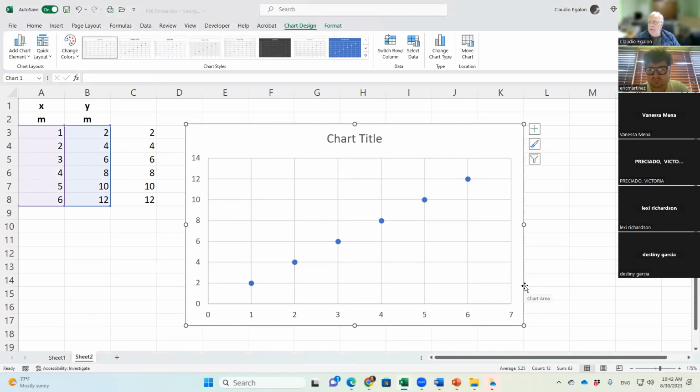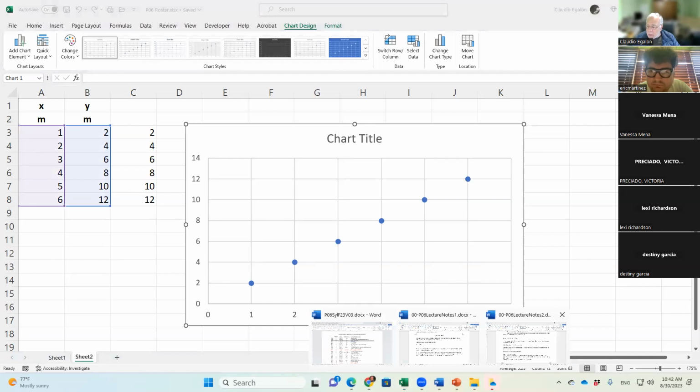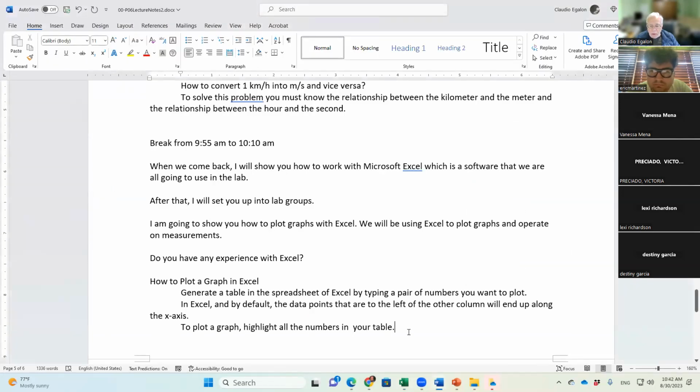For some of you, this is the first graph you're plotting. Here are the x values, 1 through 6: 1, 2, 3, 4, 5, 6. And here are the y values, 2, 4, 6, 8, 10, 12. So that's the first graph. What else do we have to do? Let me document here: to plot the graph, highlight all the numbers in your table.